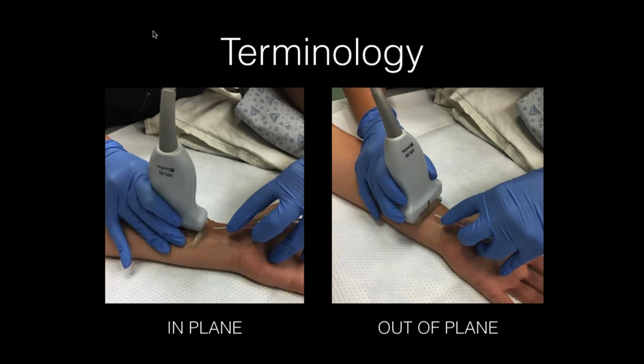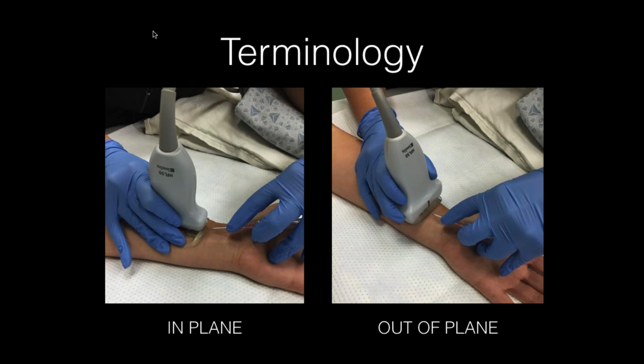I'm going to spend a couple minutes just reviewing the terminology to make sure the vocabulary is clear when I discuss the individual block techniques. Most of the blocks I'm going to be discussing today are done in an in-plane technique versus an out-of-plane. So most of them today are going to be in-plane, meaning that the body of the needle is going to progress parallel to the long axis of the transducer and immediately under the long axis of the transducer, which is going to be a linear transducer for all the indications I'll be discussing today.